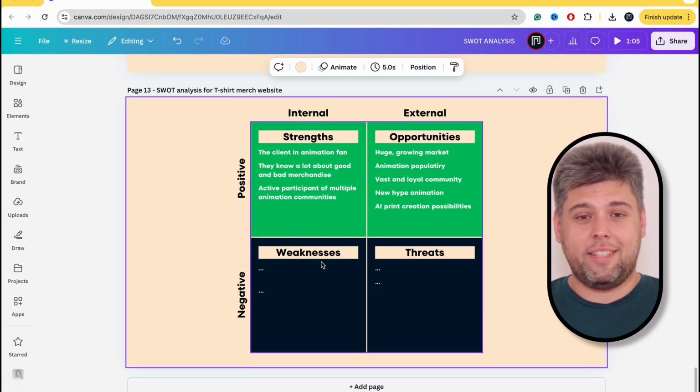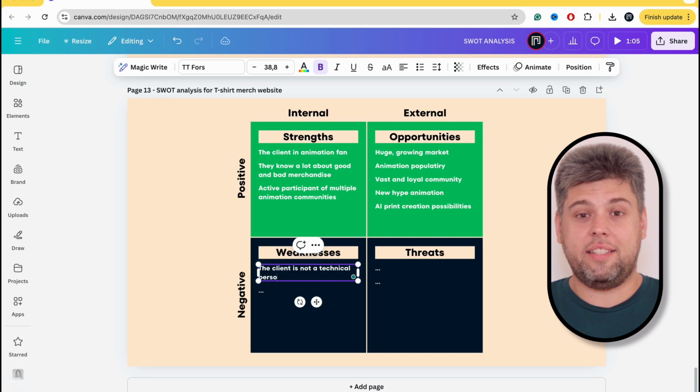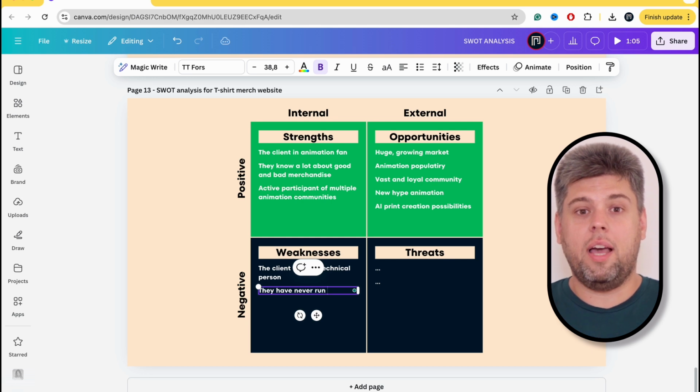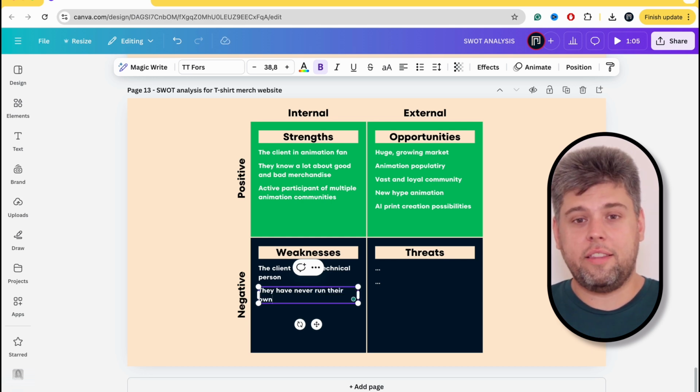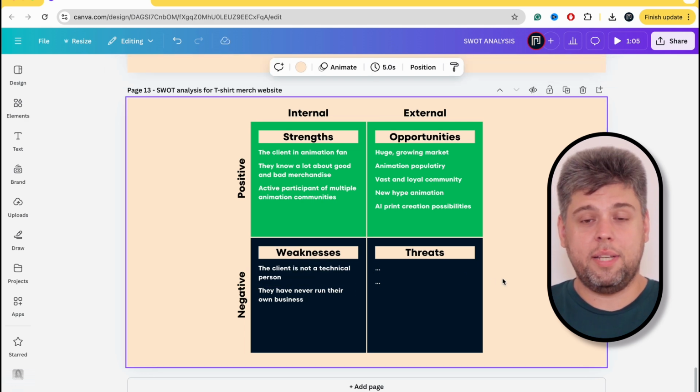The next part is less pleasant but is also very important. It's our weaknesses. We found out that the client is not a technical person and has never run a business. The first one means that the business analyst must spend more effort on communication between the team and the client, which is good to know. The second thing is not something we could help directly usually, but maybe we can find a business consultant for our client, which is an excellent idea for a business analyst to raise.